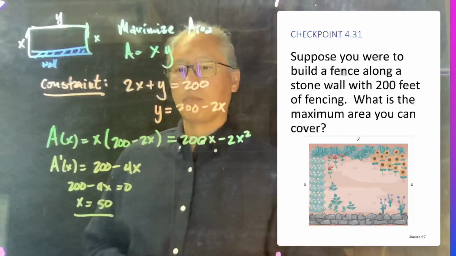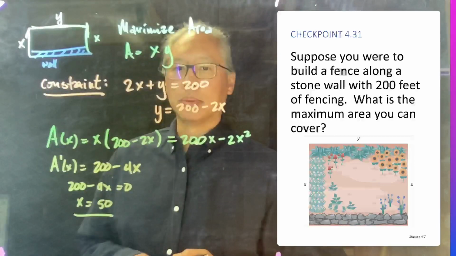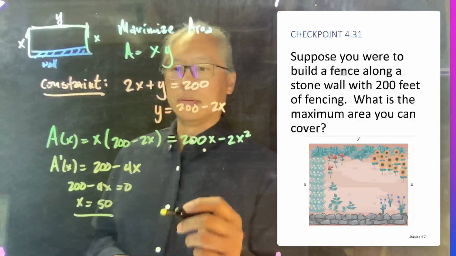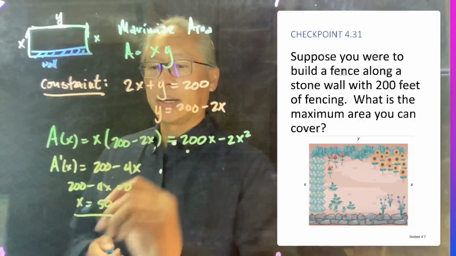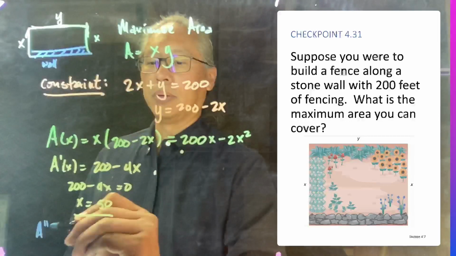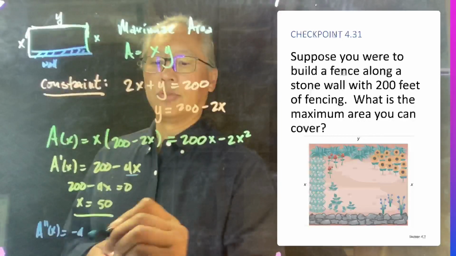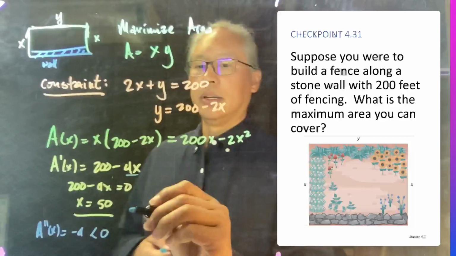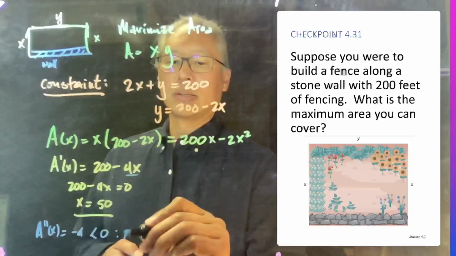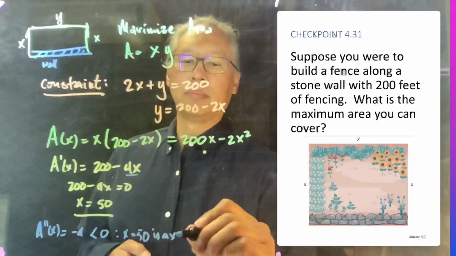So now that we know that x is equal to 50, we should check that it is in fact a maximum. And we can do that by, for me, I'll use a second derivative test. A double prime of x is going to be just negative 4, and that's less than 0, which means it's concave down. And so x equals 50 is a maximum.